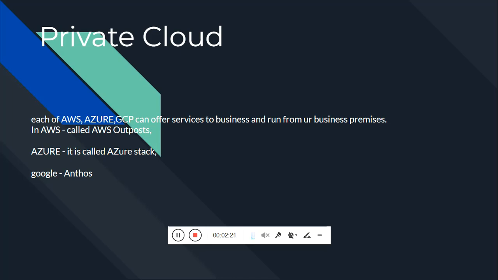So the next one is private cloud. Each of these 3 cloud vendors, AWS, Azure, and GCP, has its own dedicated private cloud service that is mainly dedicated to your business, and it would run from the business premises. So that's referred to as private cloud. For example, for AWS, there is something called AWS Outposts, that is for the private cloud, and for Azure we have Azure Stack, and for Google it's known as Anthos.